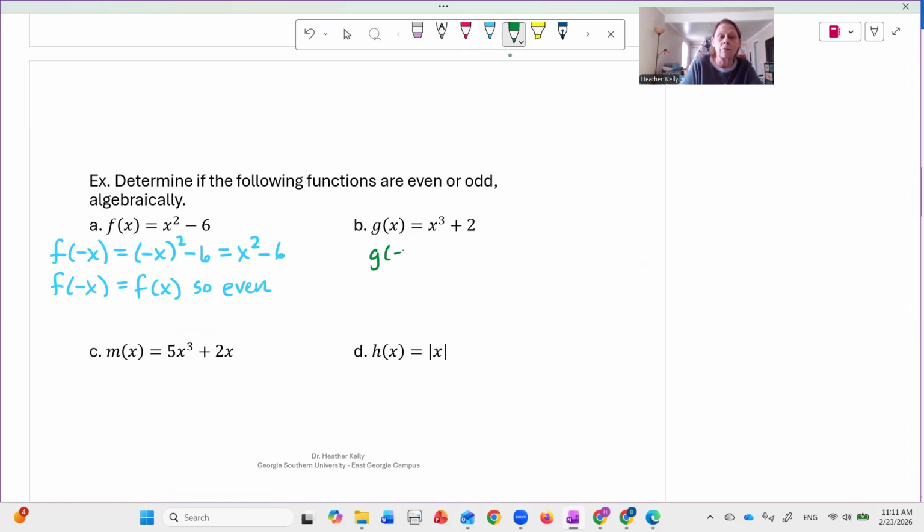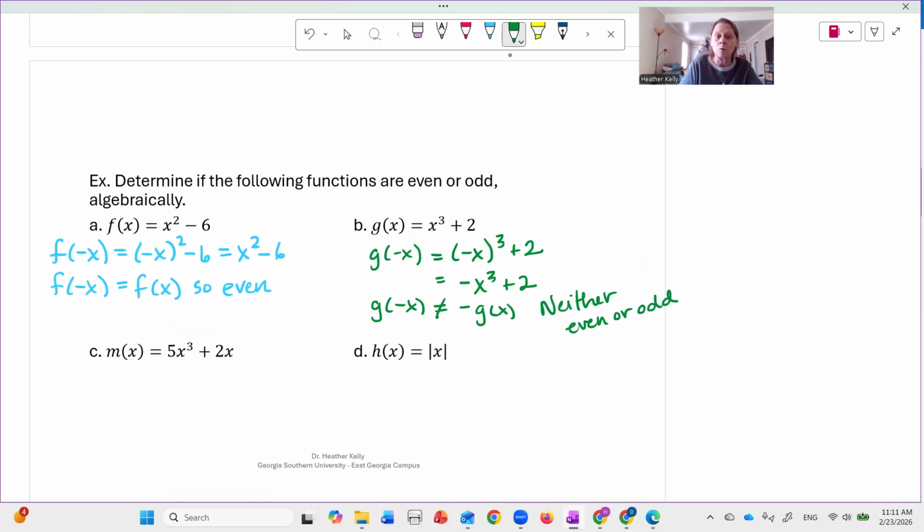Let's take a look at this one. We're going to go g of negative x, stuck that in. So we have negative x cubed plus 2. Well, that's equal to negative x cubed plus 2. But that's not the exact opposite. So we can see here that g of negative x is not equal to negative g of x. And this is neither even or odd, right? Because it's not equal to g of x and it's not equal to negative g of x. It changed, that power on that variable changed, and so it is neither even nor odd.